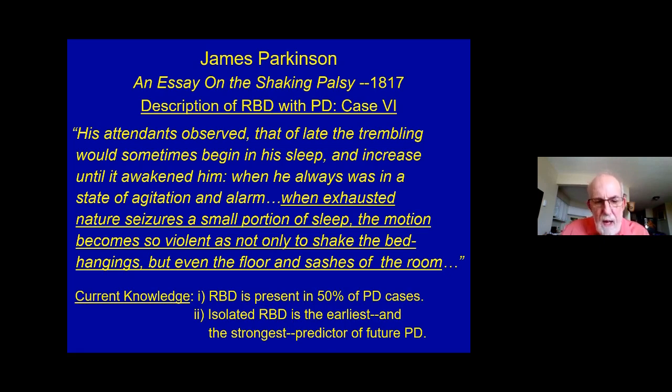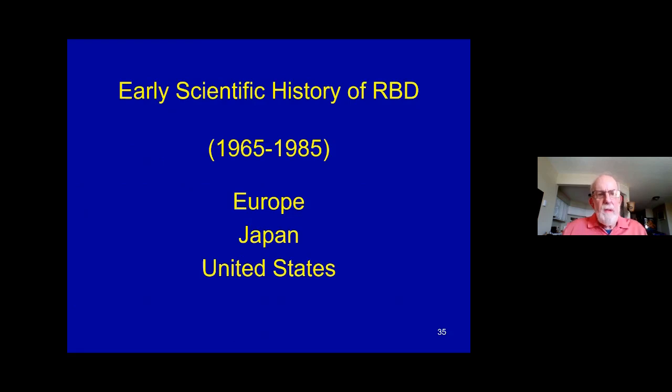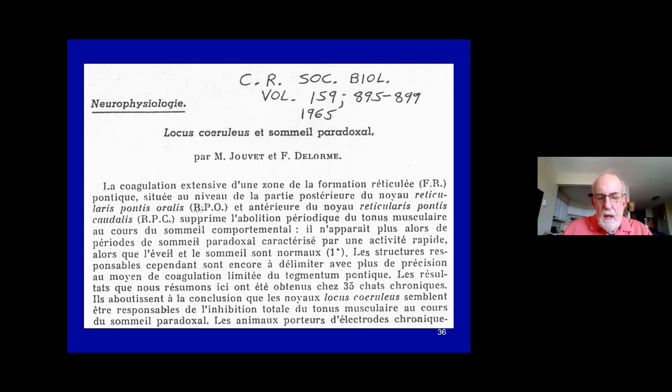Now, if we fast forward, I can now state that given the preponderance of the published data, RBD is present in about 50% of PD cases. Furthermore, isolated or idiopathic RBD is the earliest and the strongest predictor of future Parkinson's disease. Going further in the early scientific history of RBD, it spans from 1965 until 1985 in Europe, Japan, and the United States. The first experimental animal model of RBD was induced in cats by Michel Jouvet and Delorme in Lyon.